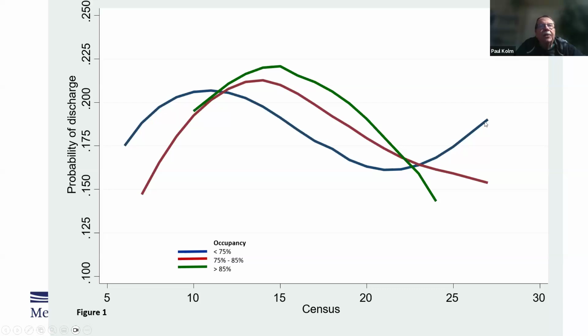And so you can see that for less than 75% occupancy, we get what, if we modeled that, is probably just a simple polynomial, a cubic function with a knot here and a knot down here. On the other hand, the 75 to 85% and greater than 85% groups have different looking functions.